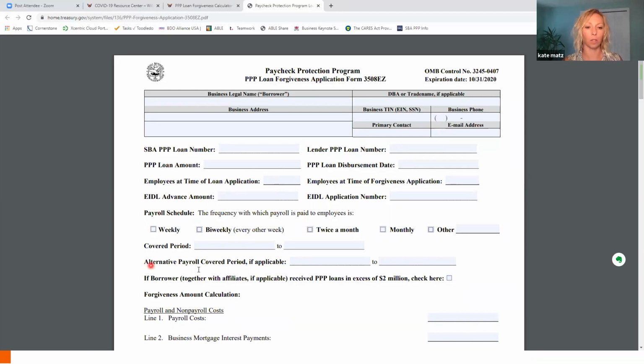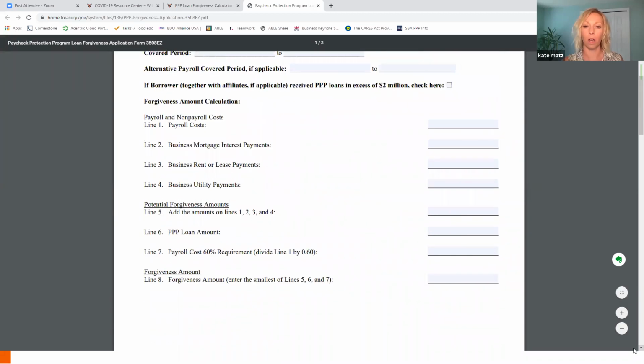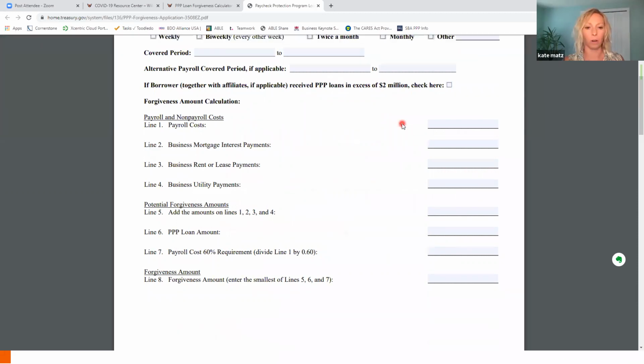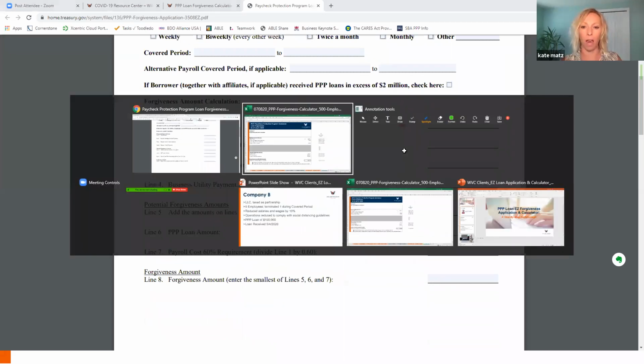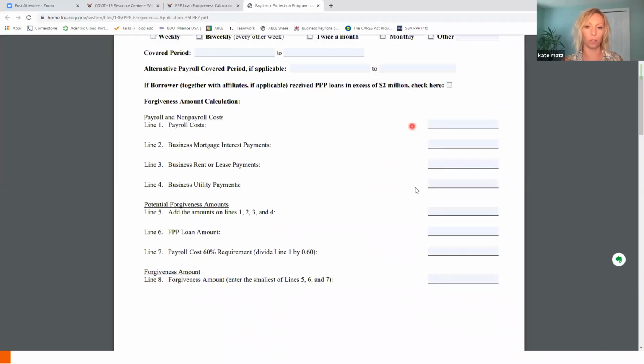The other thing then is this alternative payroll covered period. We left that blank last time because Company A did not use the alternative payroll covered period. Company B chose to use it, so we would fill out those beginning and ending dates for that. Moving down then to the next section, we bring everything over just the exact same way. We've got on our output tab of the calculator our lines 1 through 8. So we would just translate each of those over to these lines 1 through 8. They line right up. We're good to go.